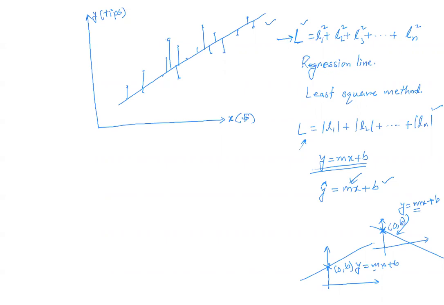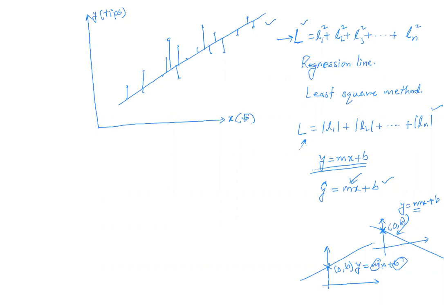So this is what we are looking for. When we are finding the regression line, in essence, we are finding these parameters, parameter m and parameter b. These parameters are called regression parameters, okay? So for a given data set, you could find a regression line, or the line that best fits that data set.